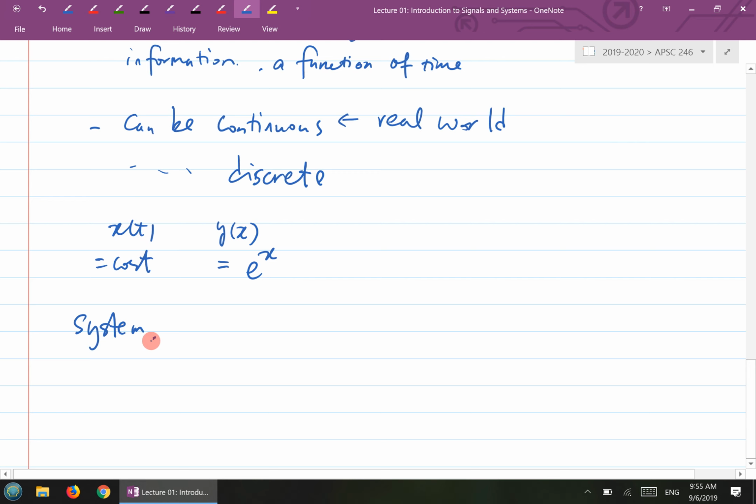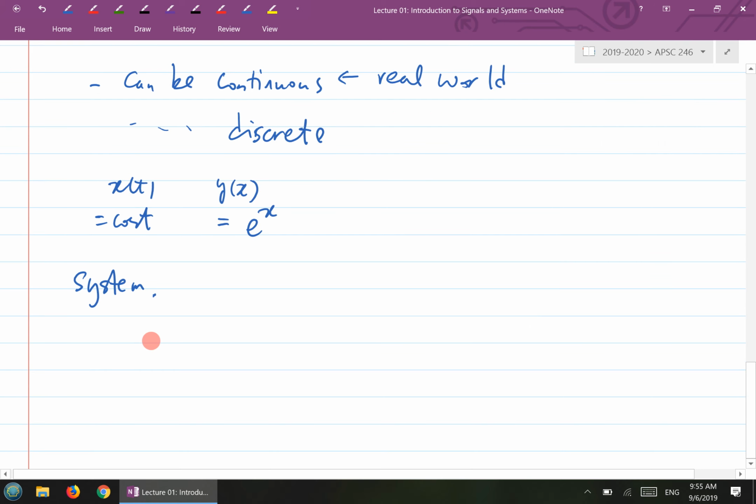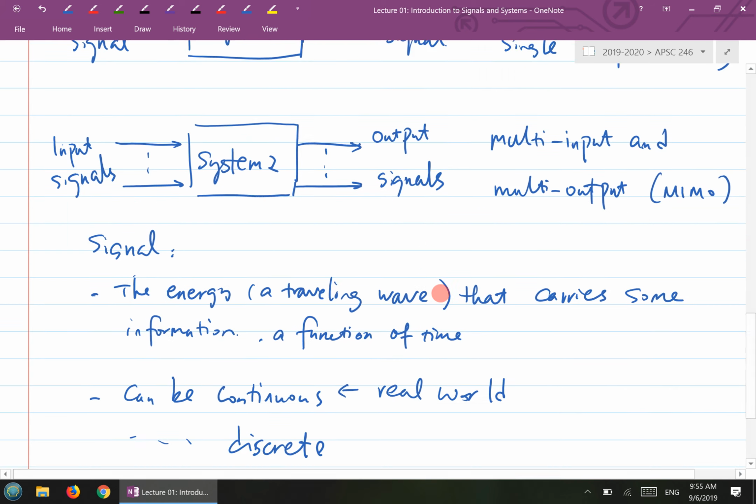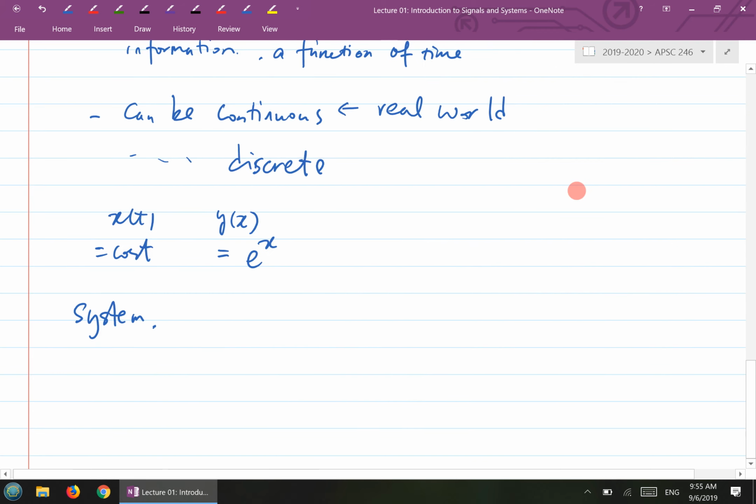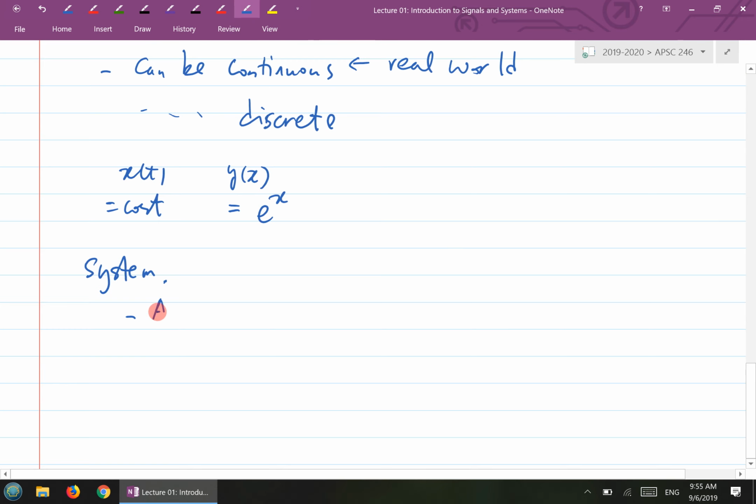Okay. A system. Now this is a more complicated concept. As I draw it here, you can see this is a system. This is a rough representation of a system. From the diagram, you can clearly see that a system has to take signals and also produce signals.